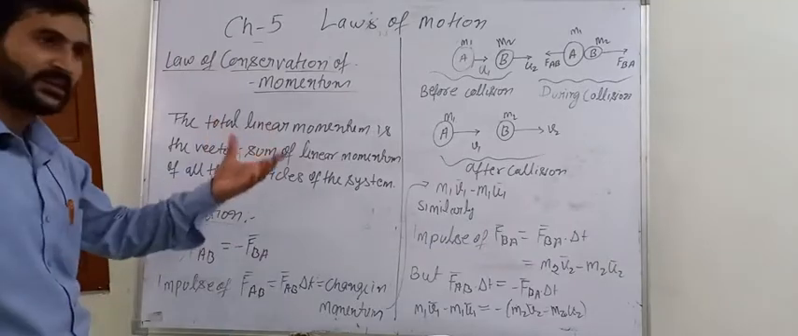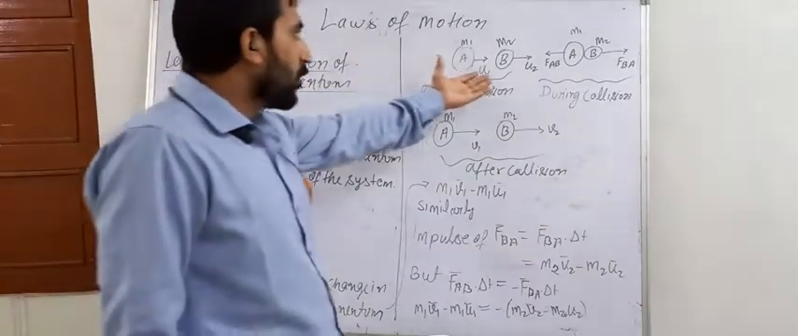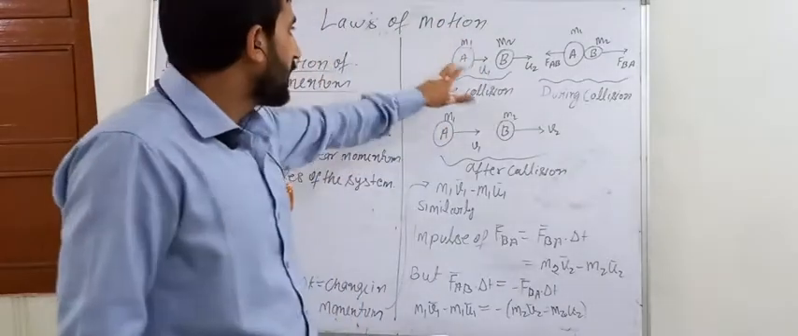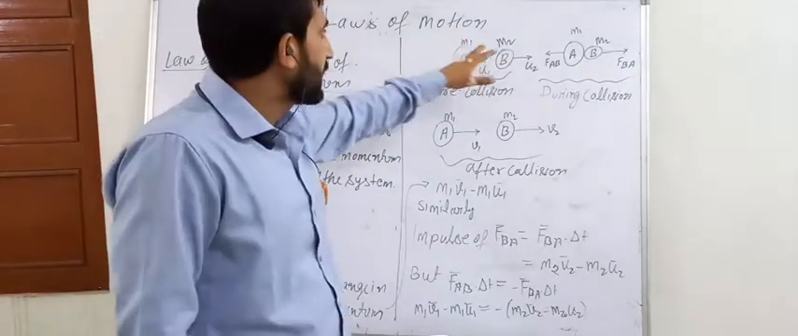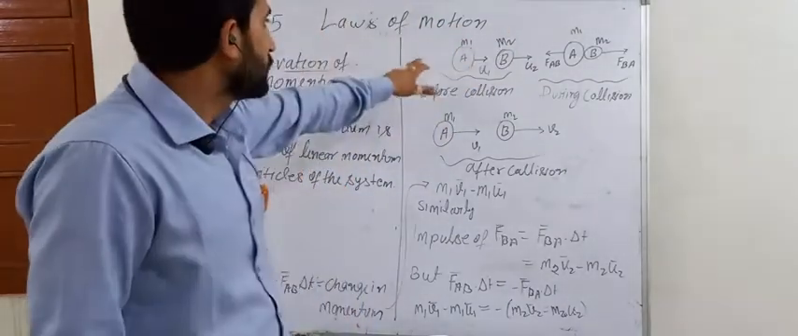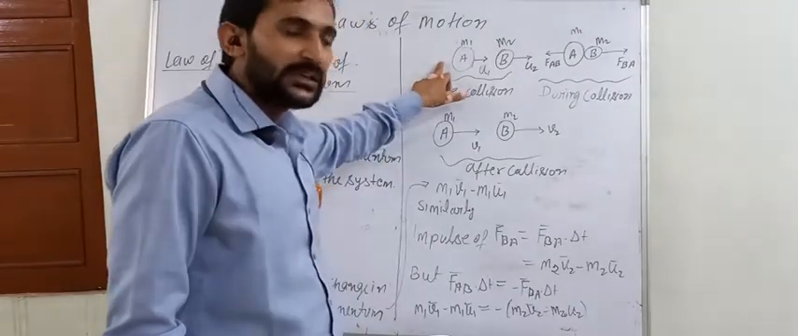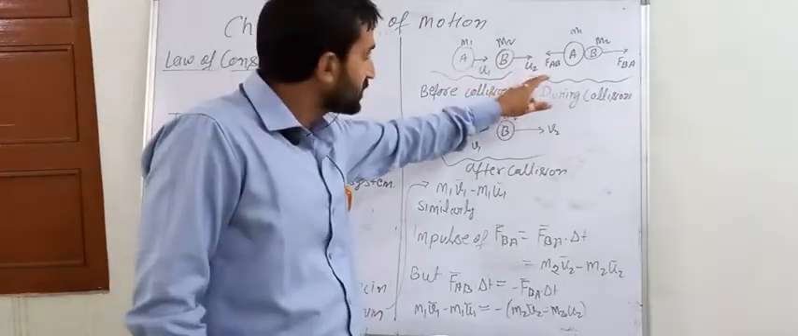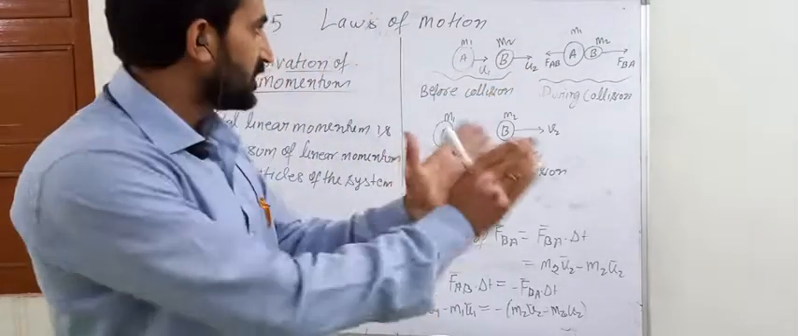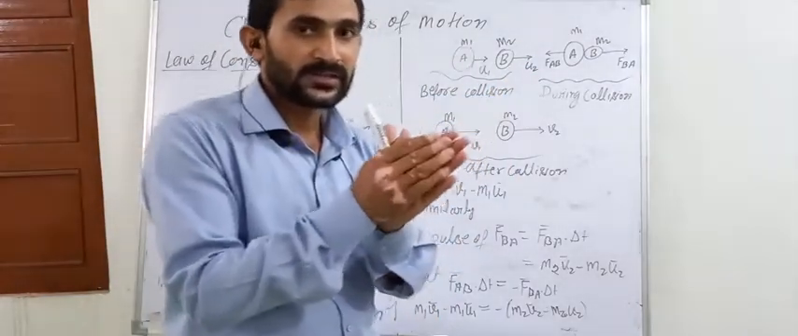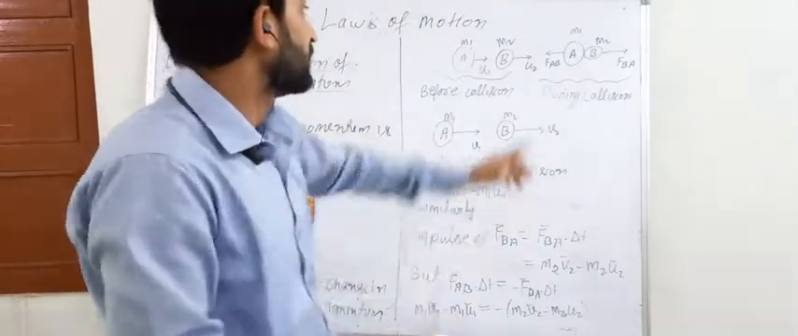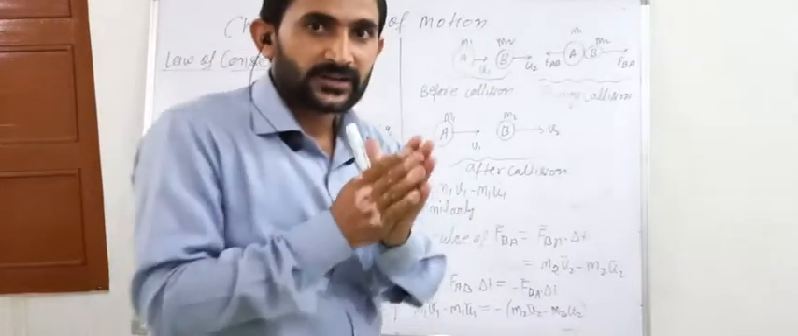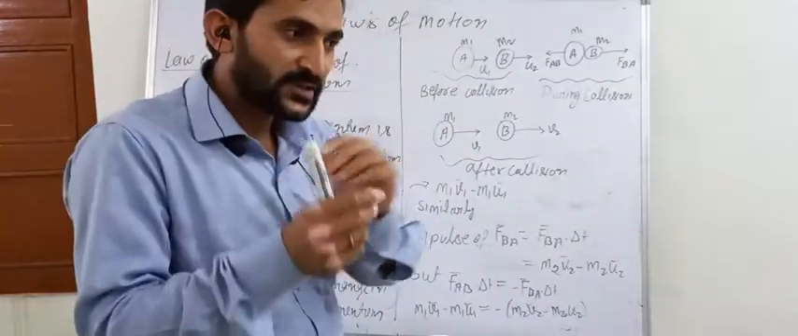Okay, derivation. Suppose I have two objects or two balls, A and B. A has mass m1, B has mass m2. The initial velocity of A is u1 and the initial velocity of object B is u2. When these two objects collide, they will apply force on each other. You can do an experiment of this at home.